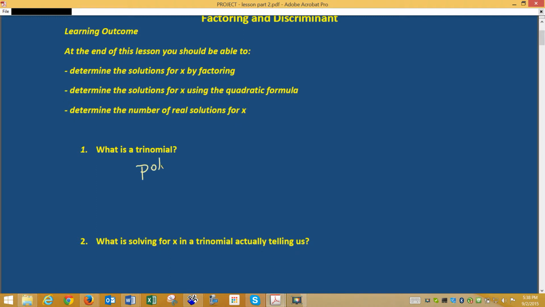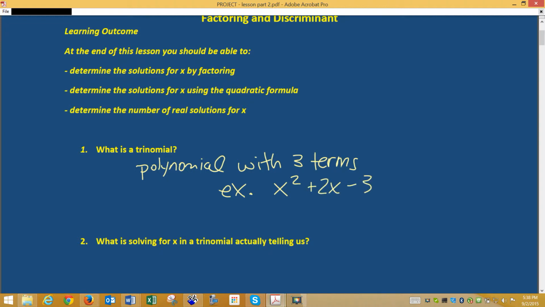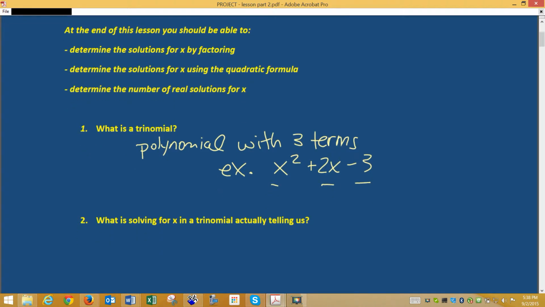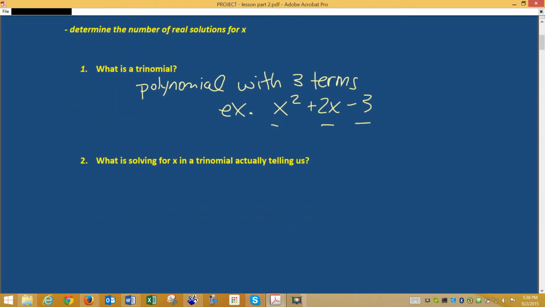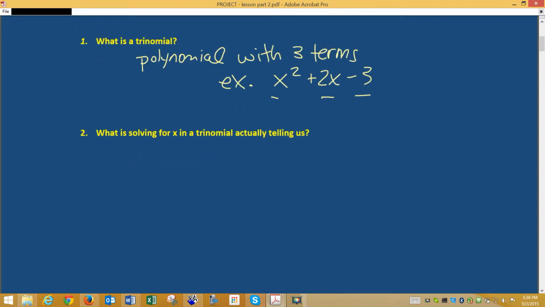That is a polynomial with 3 terms. For example, x squared plus 2x minus 3 has got 1, 2, 3 terms. But what is solving for x in a trinomial actually telling us?